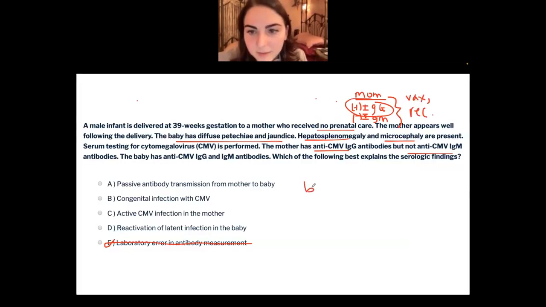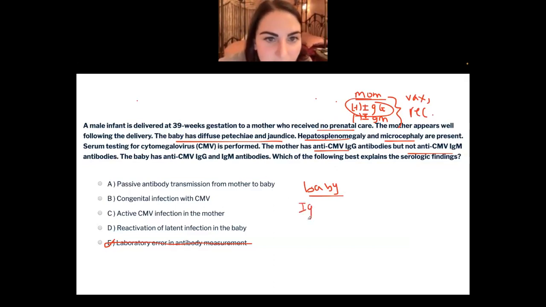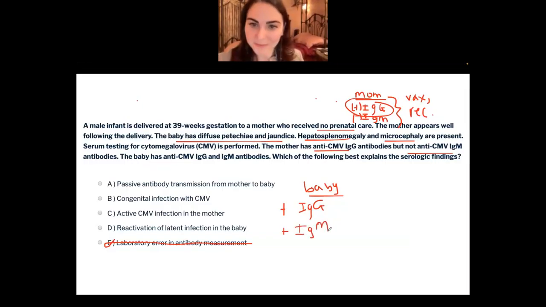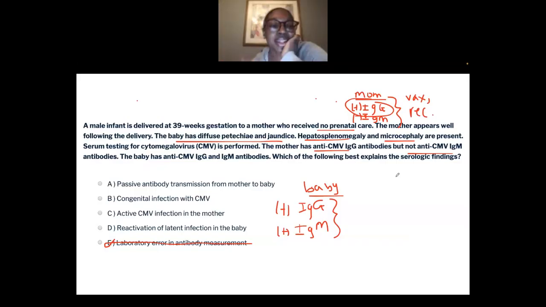Baby, hepatosplenomegaly. There are some crazy words in medicine, I'm telling you. Hepatosplenomegaly is a good one, though. All right. Baby has IgG and has IgM. What does this tell you? Actually, what is the positive IgM? The baby having IgM, what does that tell you? The baby is having an active infection.